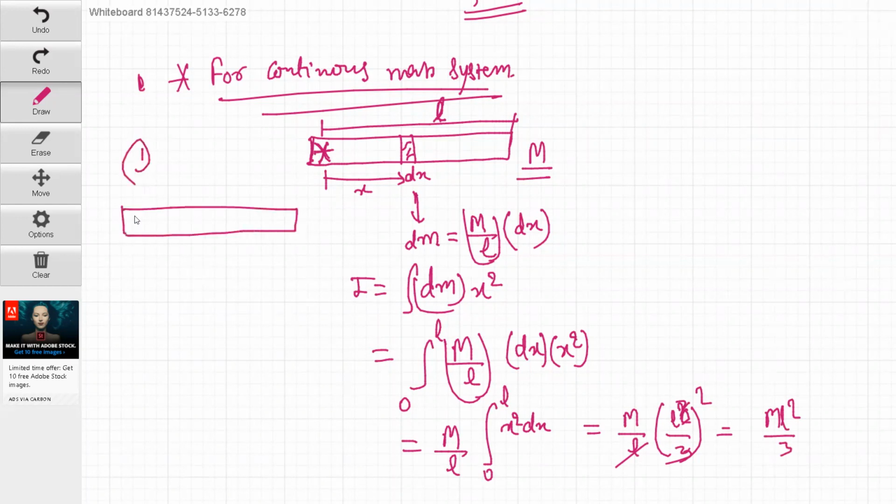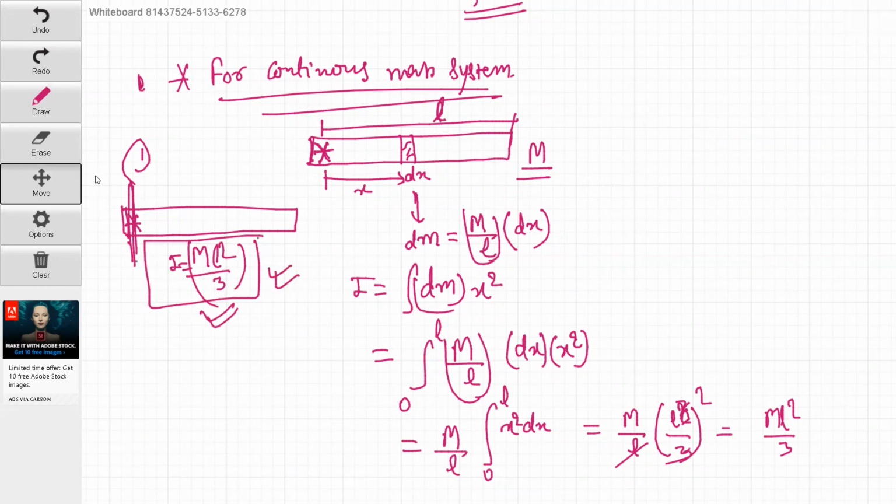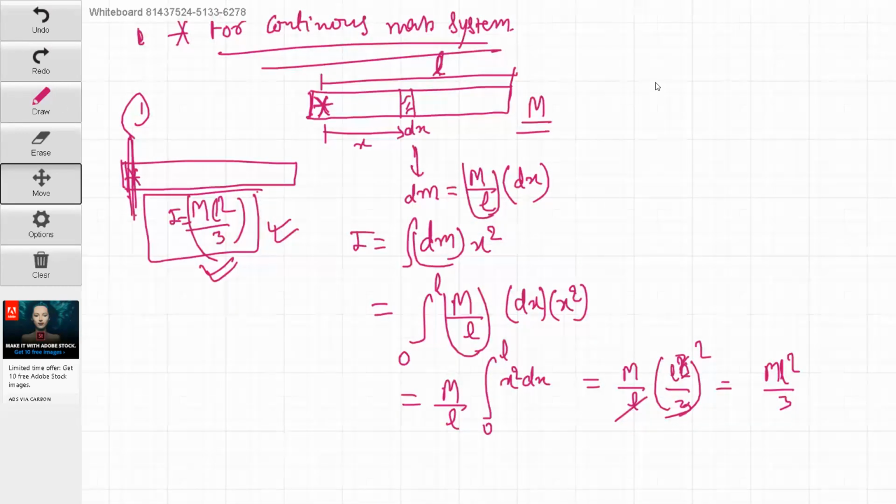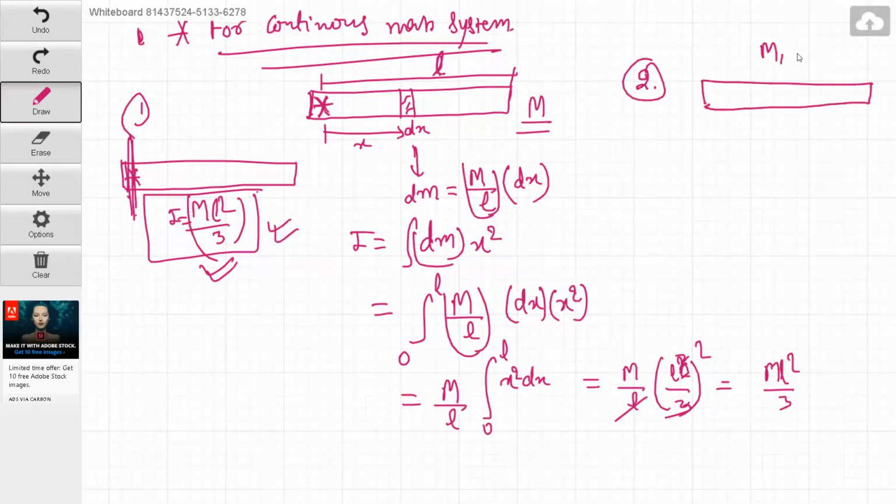So you need to remember this one. If this is a rod, the moment of inertia about its one end will be equal to M into L square by 3. Is this okay? This is an important formula you need to remember. Copy it and do the second part by yourself. The mass is M, the length is L, and you need to find the moment of inertia about the midpoint. Try to calculate it.